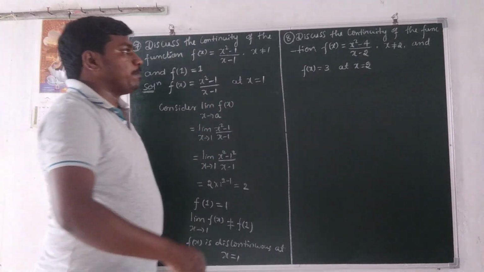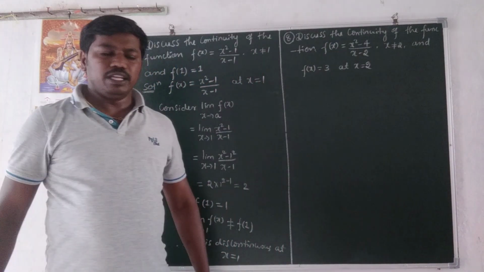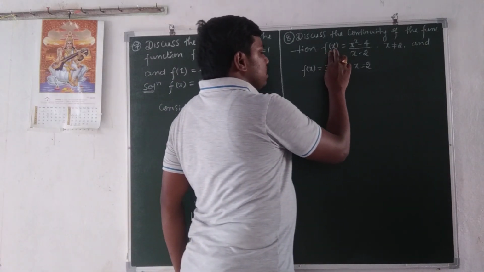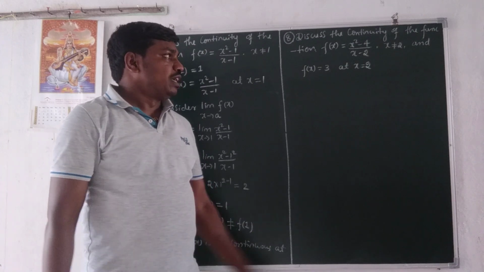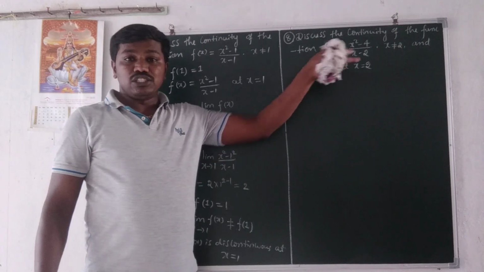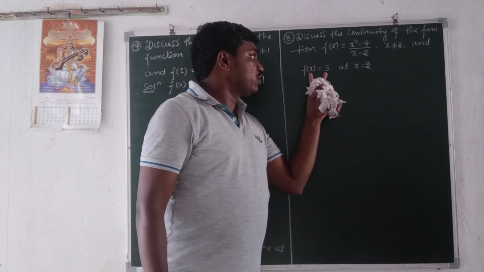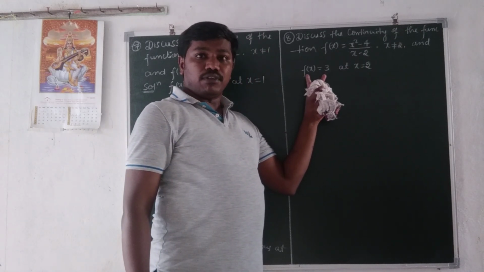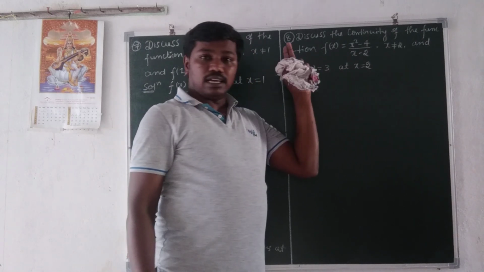So 8th problem. Discuss the continuity of the function. It is a similar problem. F of x is equal to x square minus 4 divided by x minus 2 for x not equal to 2, and f of x is 3 at x is equal to 2. To calculate f of 2 we must choose this function, because at x is equal to 2 the function is f of x is equal to 3. Again, the value of the function f of 2 is 3.